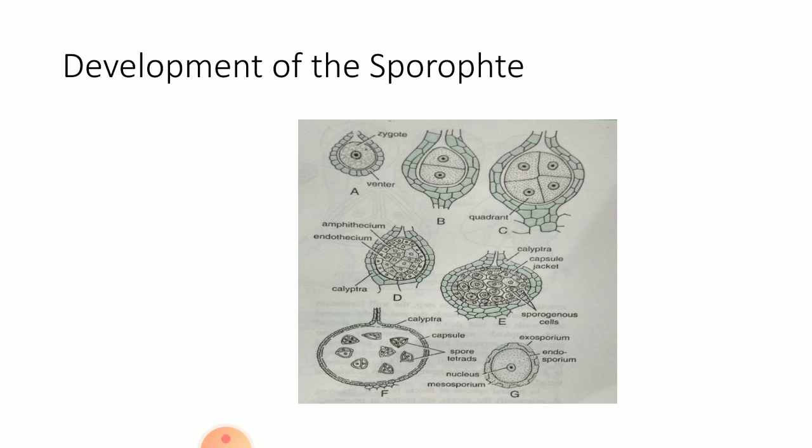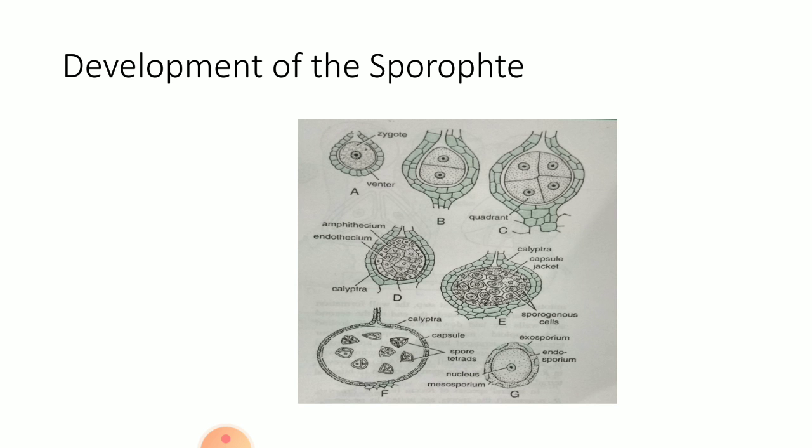Zygote: here the fusion of the sperm with the egg takes place, and this is the pioneer structure of the sporophytic phase. It secretes a wall around it and enlarges in size. The zygote is retained within the venter, where it immediately divides without undergoing any resting stage to give rise to the embryo.